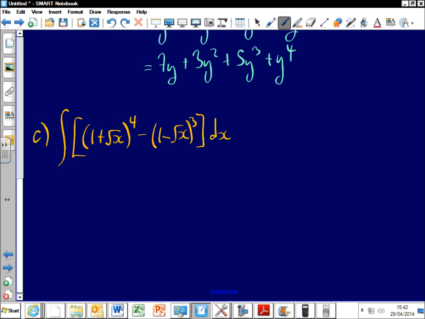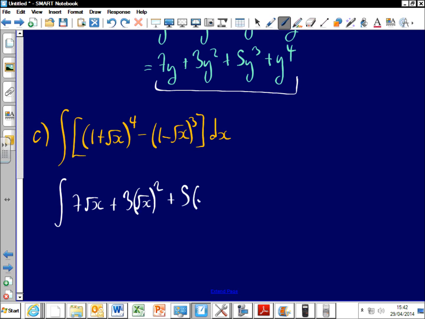So all I'm going to do is write this out again. So this is the same as integrating this thing here, except the y's are going to be root x's. Okay? So this is going to be 7 root x plus 3 root x squared, plus 5 root x cubed plus root x to the power of 4 dx. So that's what I'm trying to integrate. Do you agree with that?